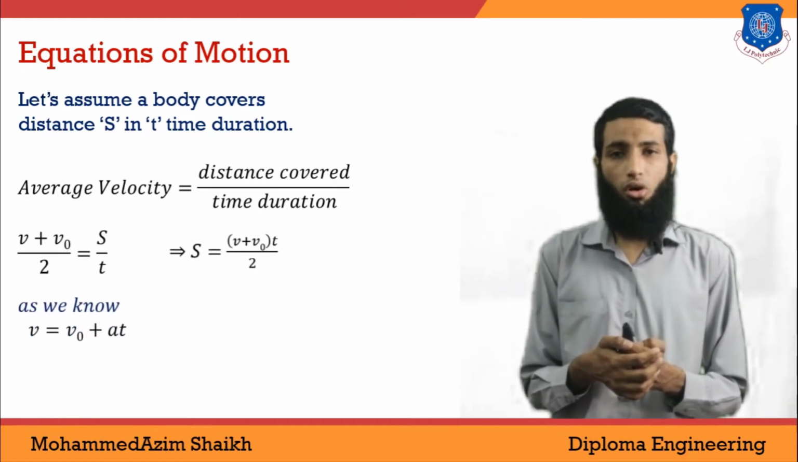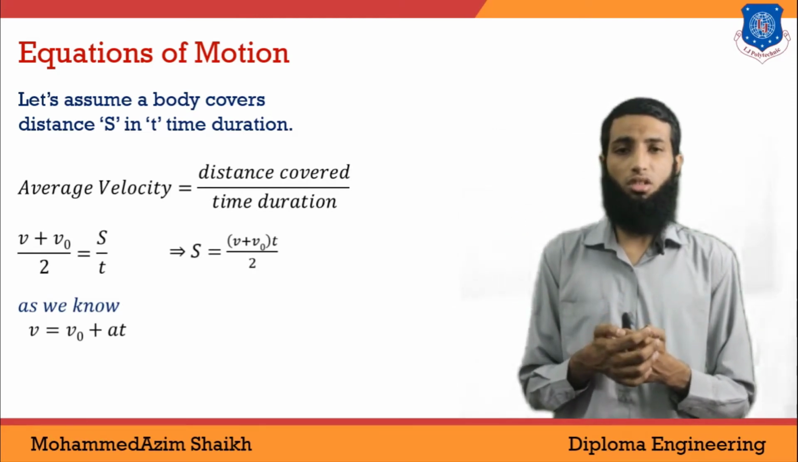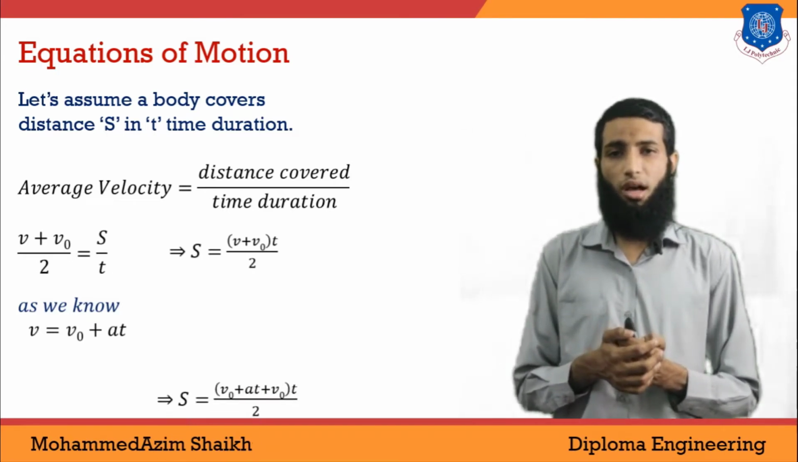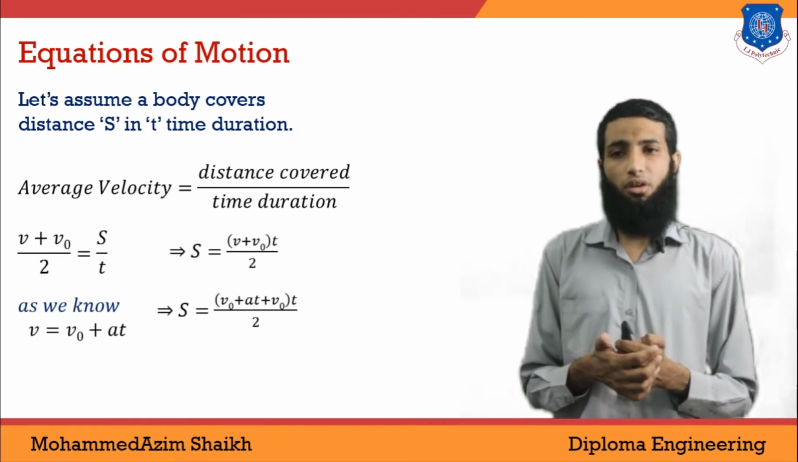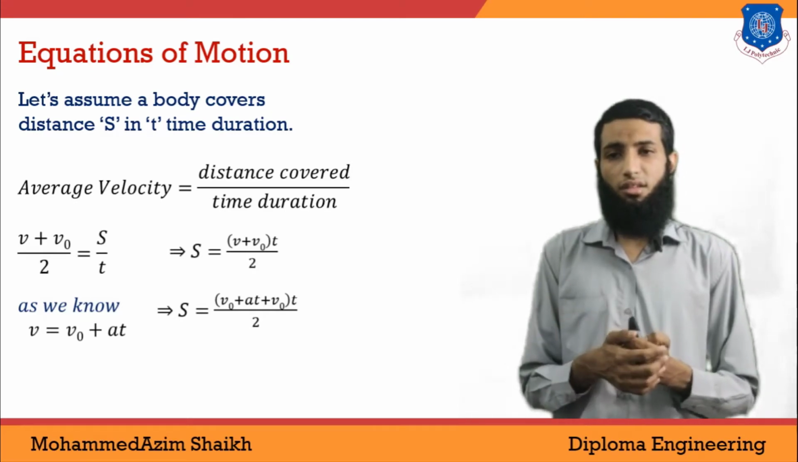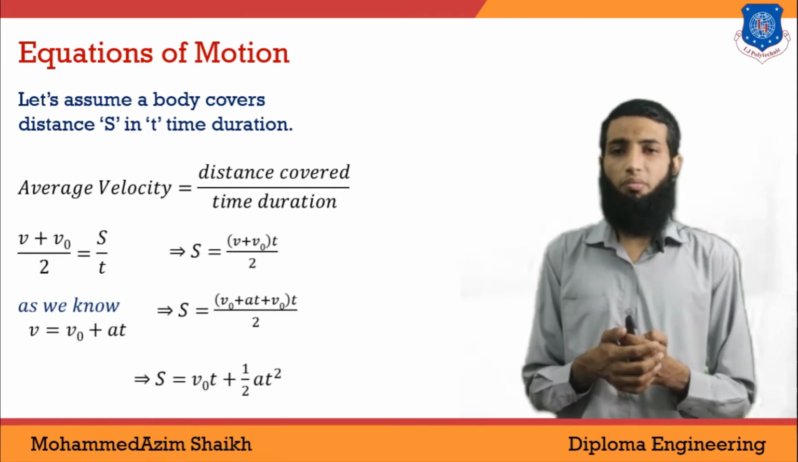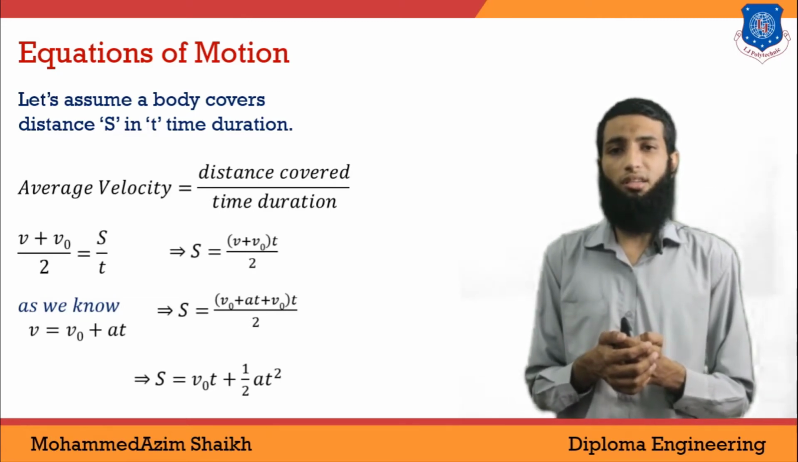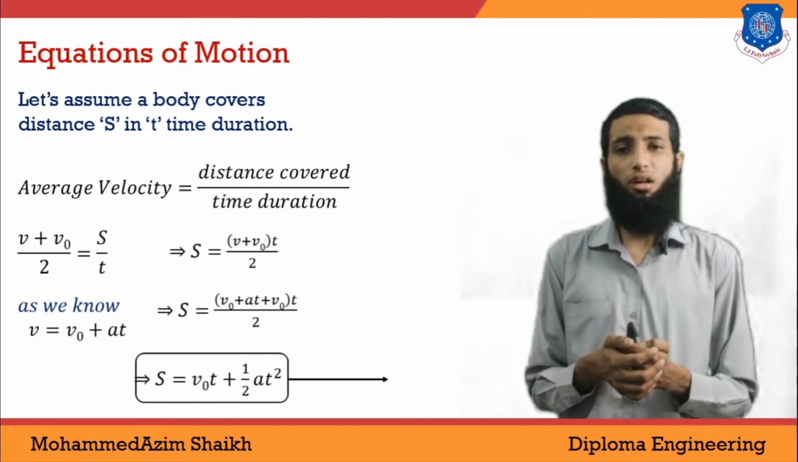As we derived in the first equation, we can substitute v is equal to v0 plus at in this equation. We get S is equal to v0 plus at plus v0, into t by 2. By simplifying this formula, we get S is equal to v0t plus half at square. We will note this down as formula number 2. This is our equation number 2.